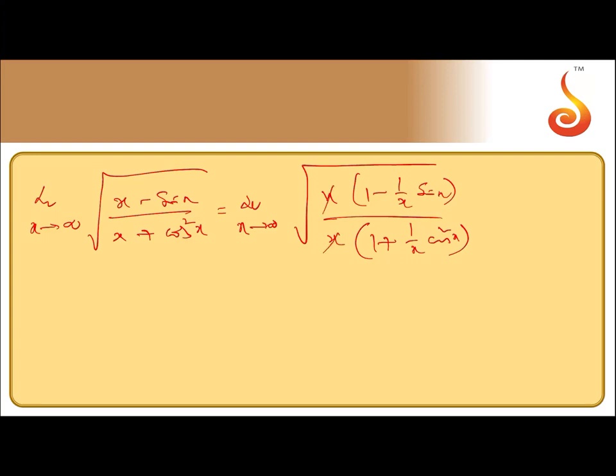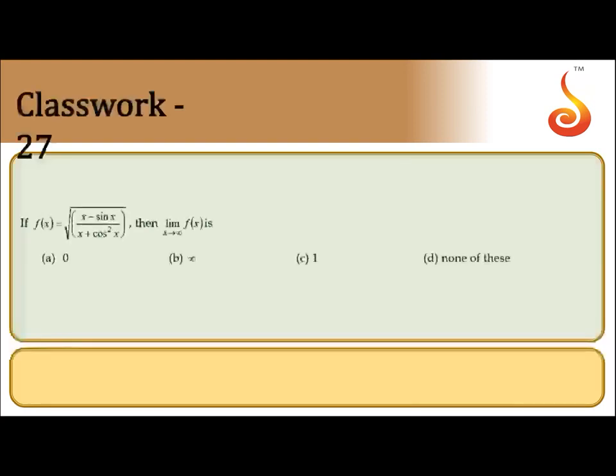Here, clearly see that x gets cancelled. As x tends to infinity, 1 by x goes to 0. 0 multiplied by a finite value will be 0. So therefore, under root of 1 minus 0 divided by 1 plus 0, that is equal to 1. The answer is equal to 1. Clear? Right. So the answer is 1.